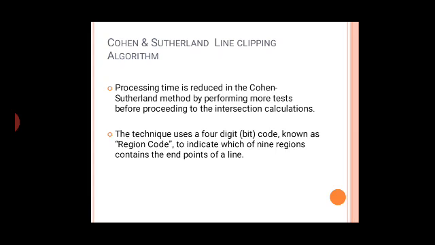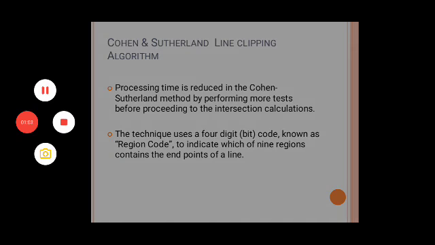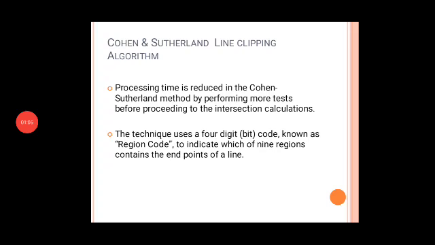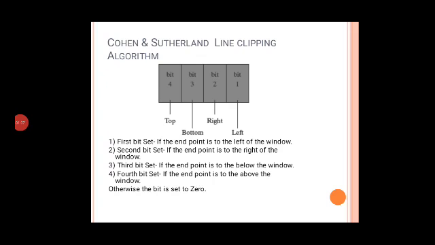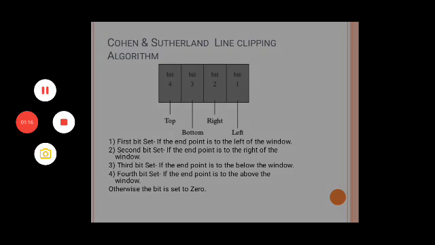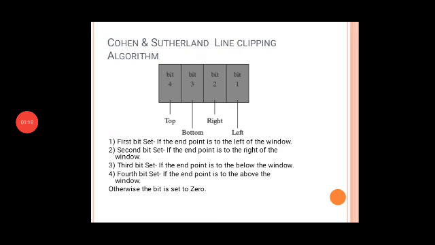Now these region codes are assigned based on some conditions. The region code is made up of 4 different bits: bit 1, bit 2, bit 3 and bit 4. Bit 1 is related to the left side of your clipping window, bit 2 is related to the right side, bit 3 is related to the bottom of your clipping window, and bit 4 is related to the top of the clipping window.